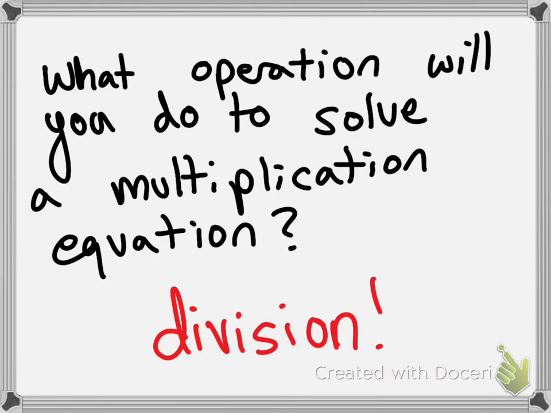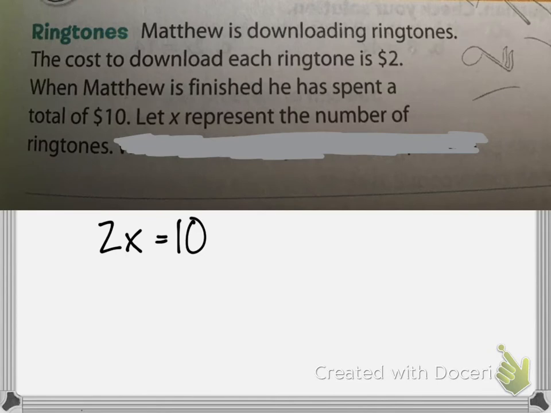You guys are all looking at me like, if it's a multiplication equation, why not just multiply? That's because I need to get x by itself. Multiplying 2 times x, if I don't know what x is, that's not going to help me at all. So I need to divide. On your fingers, what number am I dividing? Yeah, I'm going to be dividing by 2.